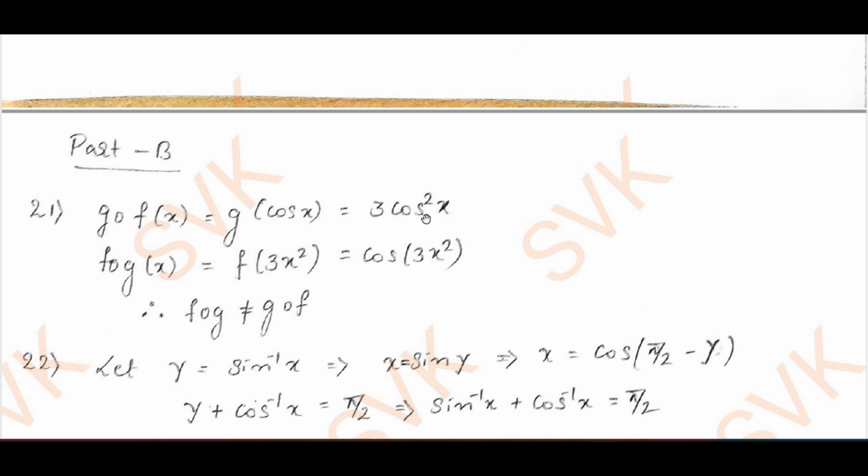Gof of x is 3 cos x square. Fog of x is cos 3x square.